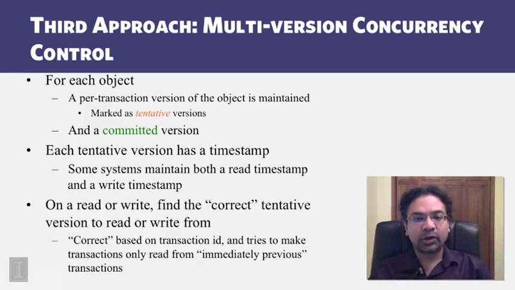So you want to make sure that you read only from transactions that were immediately previous writers. Okay, so you choose your point in the transaction among the versions of that object, and you choose the right version to read or write from. Okay. So this is only the high-level overview of multi-version concurrency control. We are not discussing all its gory details over here.